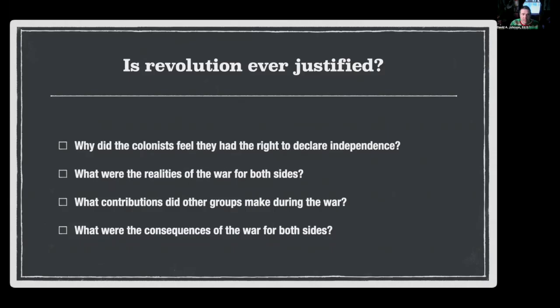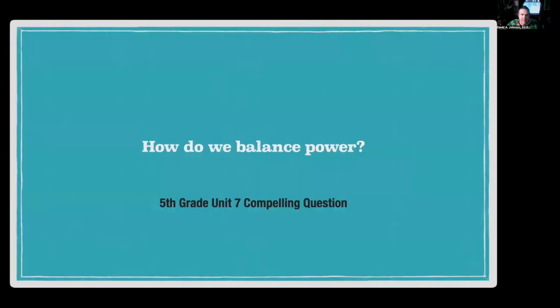So we're not just looking at the major players. We're looking at indigenous peoples. We're looking at, again, enslaved peoples, freed slaves, all of those. And then what were the consequences of the war for both sides? We like to think of it as this cut and dry. Hey, the consequence was America got its independence and Britain lost its colonies. But it's much wider, it's much bigger than that. So this lesson lets kids really sink their teeth into that.